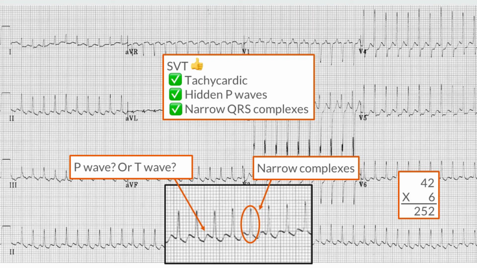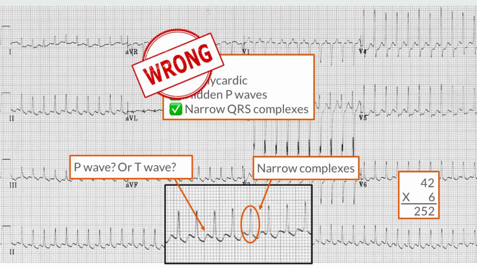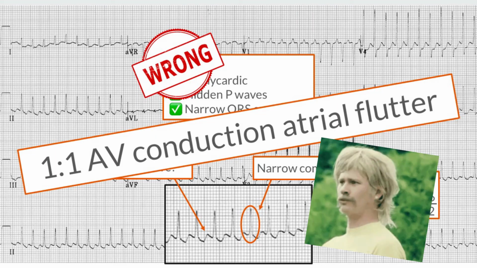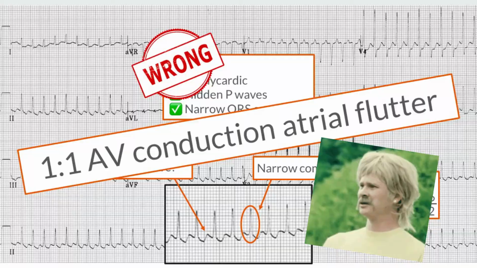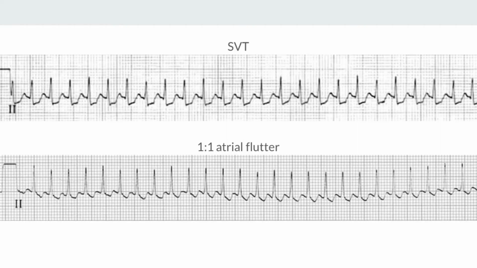But this EKG actually isn't SVT. It's actually 1-to-1 AV conduction atrial flutter. So here's lead 2 for SVT and 1-to-1 atrial flutter. While these definitely look very similar, you might be able to identify the flutter waves on the bottom EKG. But don't be discouraged if you miss this. SVT and 1-to-1 atrial flutter are notoriously difficult to distinguish.